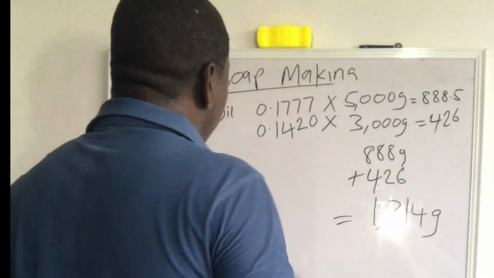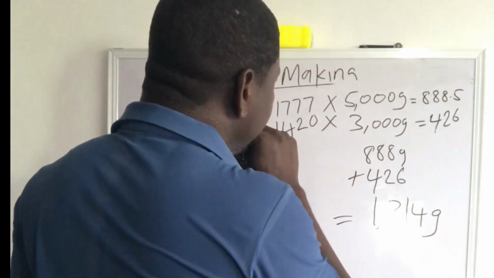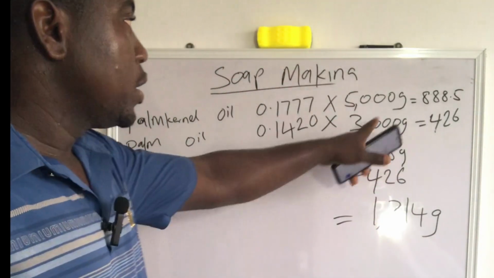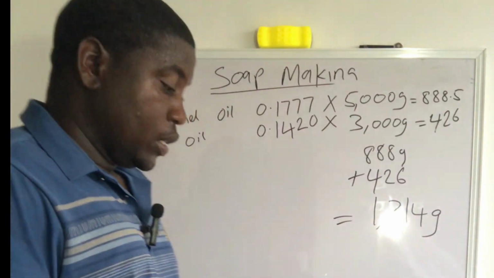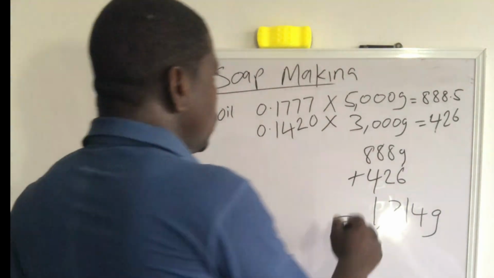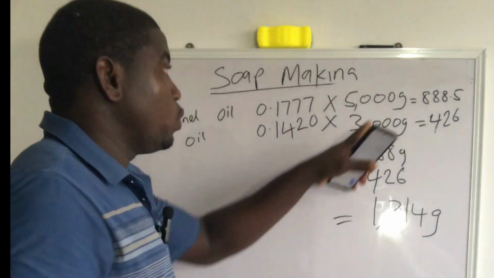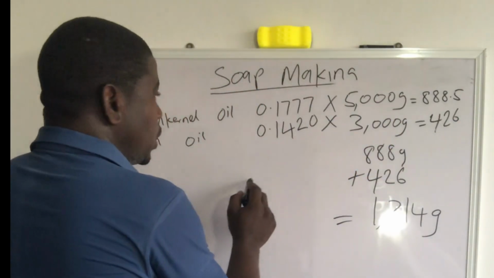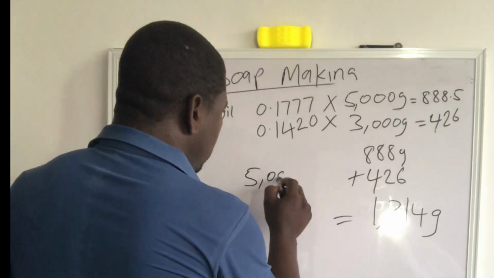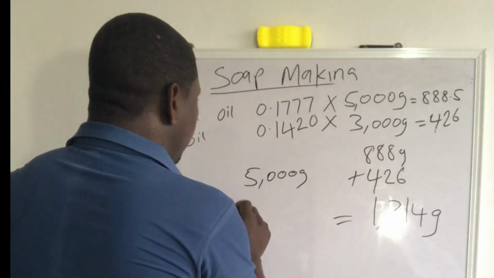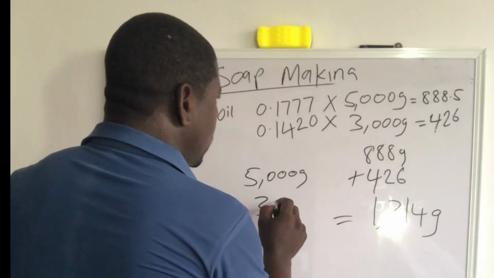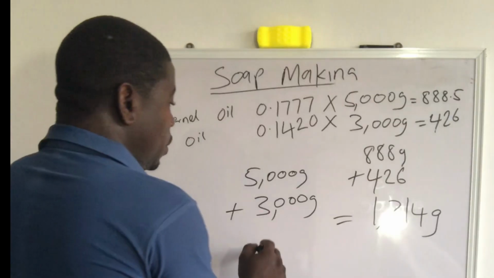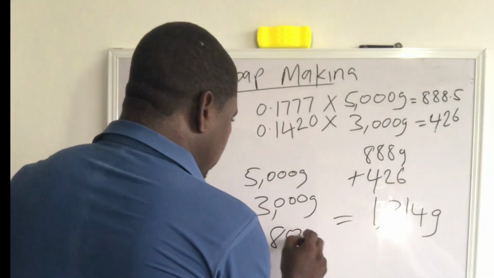Then let's confirm the amount of water we'll be using for this soap making. We sum the oil together: 5,000 grams plus 3,000 grams, which will give us 8,000 grams.